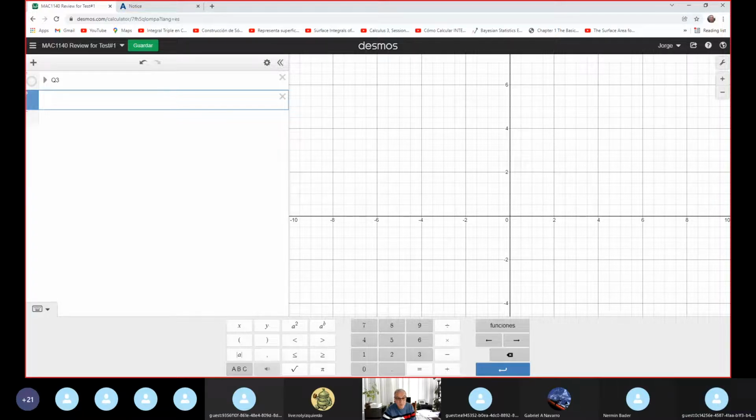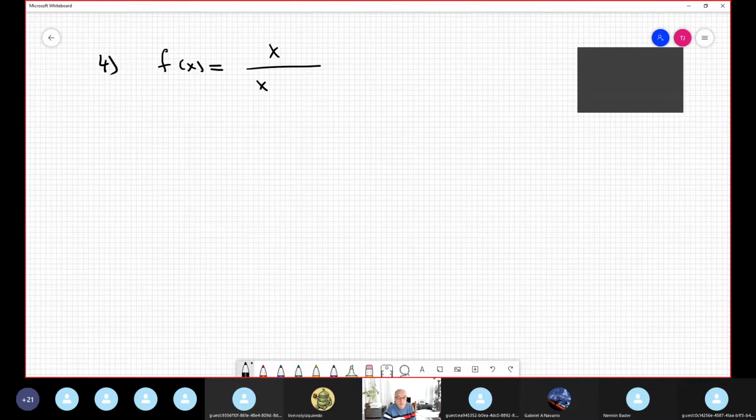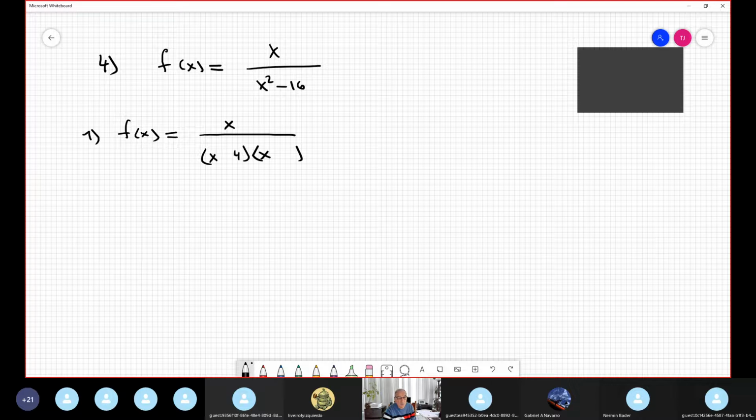Yes, we see it now. Let's do it step by step. Step 1 is factor. Our function is expressed like that. This is a difference of squares, x squared minus 16, x plus 4 times x minus 4. Again, no factors cancel with the numerator.